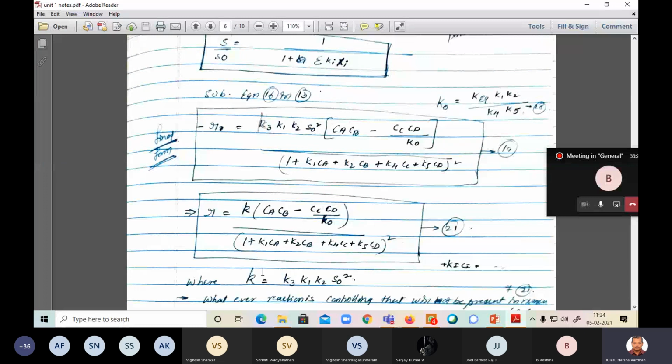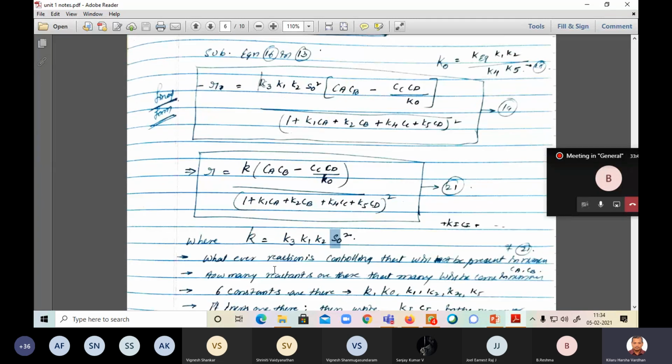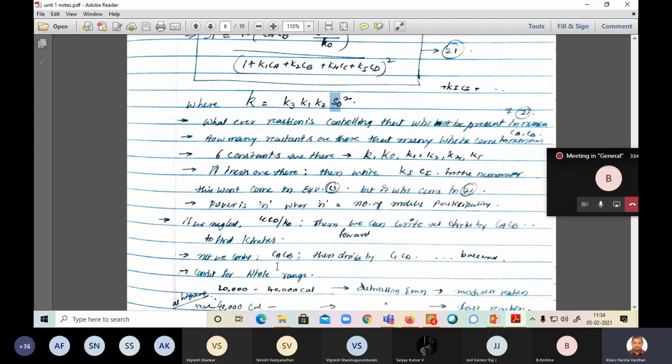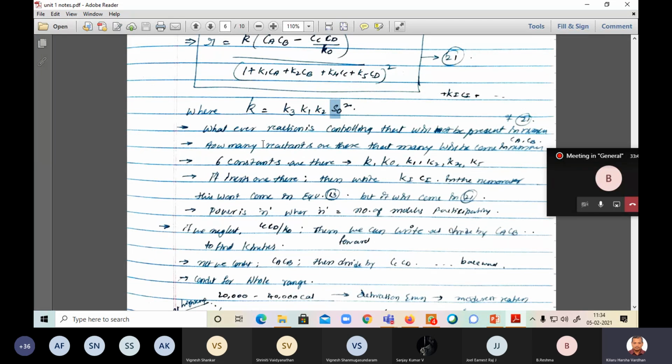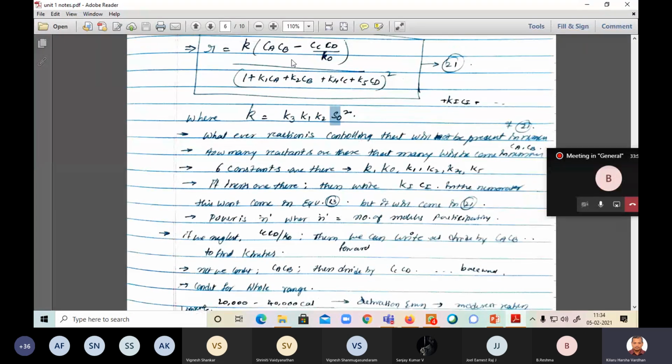Here K, whether capital or small case, you are making as one constant. S naught square is also constant because it is the total active sites. Whenever the reaction rate is controlling, this is the important thing you have to understand from the equation. Whenever the reaction is controlling, that term will not be present in the numerator.